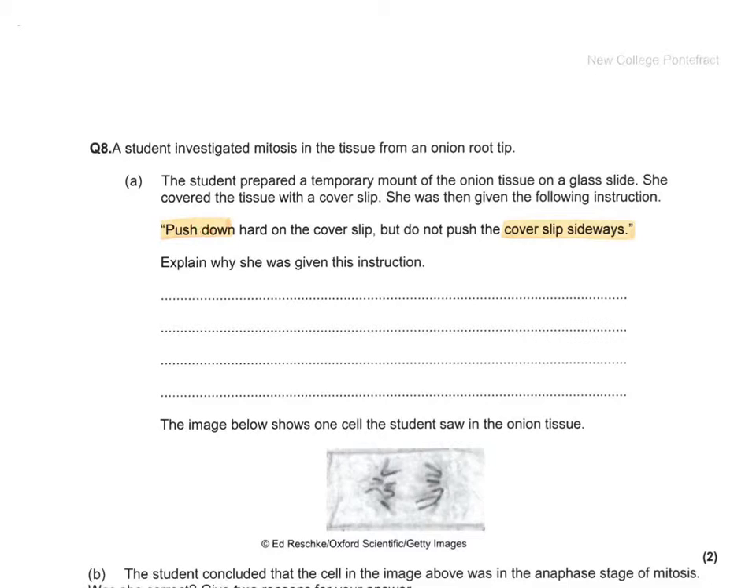This question here, there are 2 parts to this question. It's a 2-mark question, and a lot of students just wrote why you push down. So you push down to squash the cells to make them thin enough for light to pass through. You don't move the cover sideways because otherwise you could break the chromosomes, or you could roll the tissue up so you get several layers on top of each other, so that would stop it being thin.